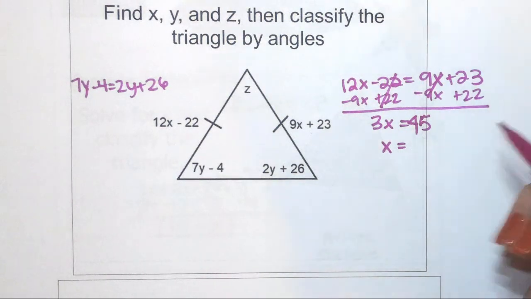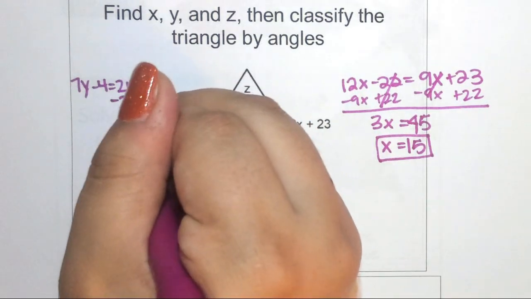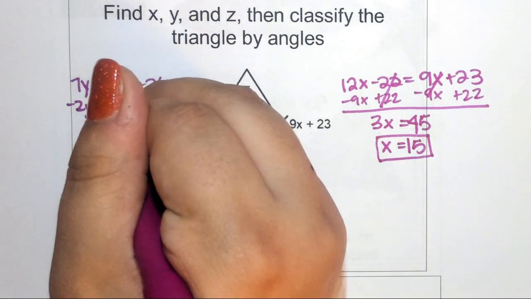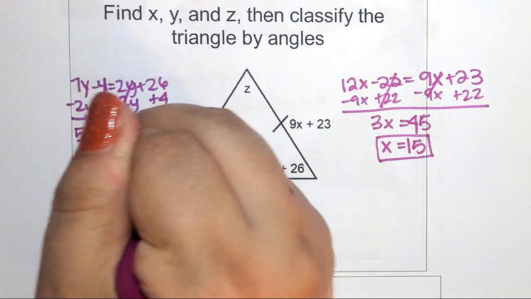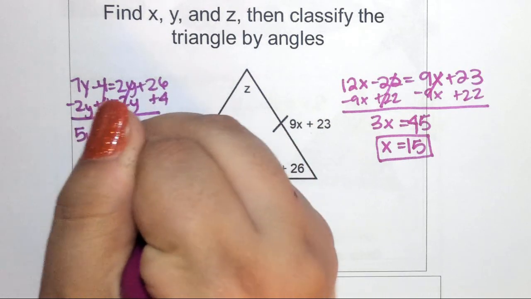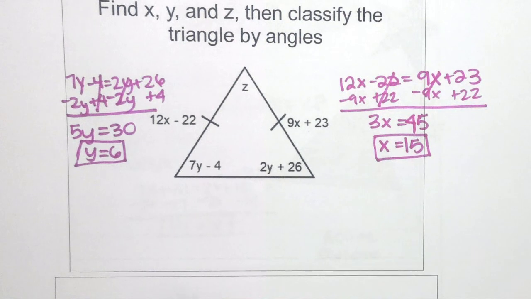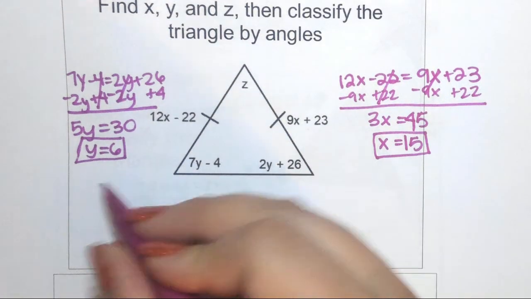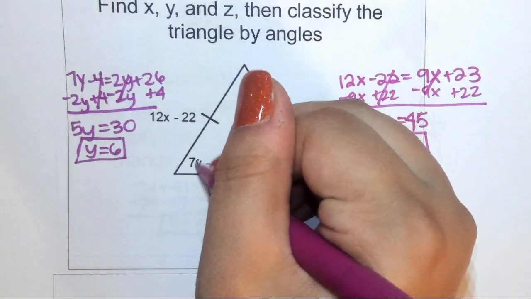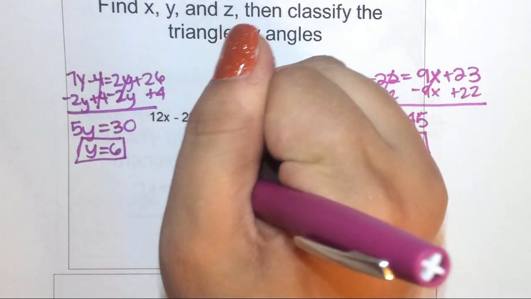All right, what's 45 divided by 3? 15. So x is 15. Cool. And for y? 7y... So y equals 6. But are we done? No. We need to find z. How do we find z? Okay, plug in my y for 6. So what's 7 times 6? 42. Minus 4 is 38.